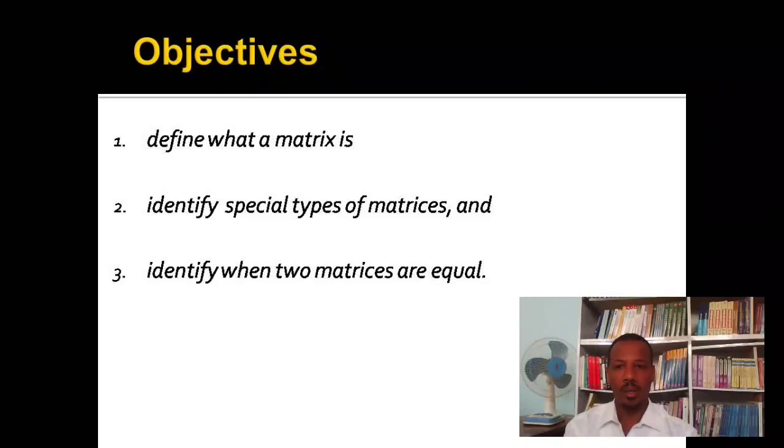Students will be able to define what a matrix is. The other one is to identify special types of matrices, and the third one is to identify when two matrices are equal.